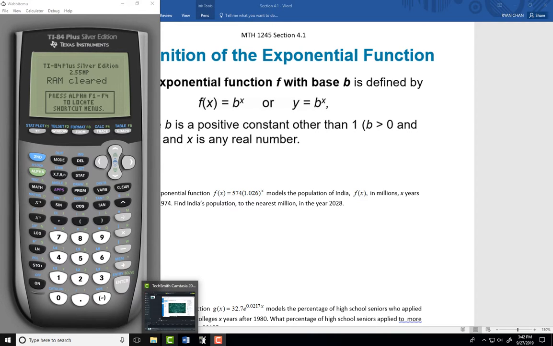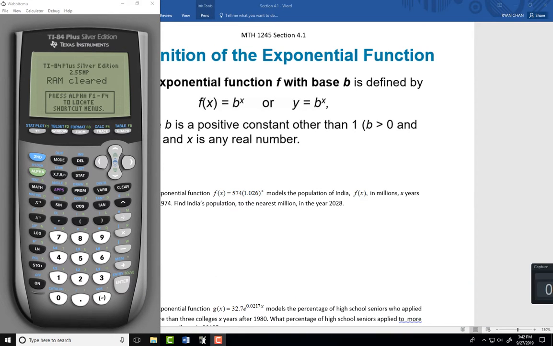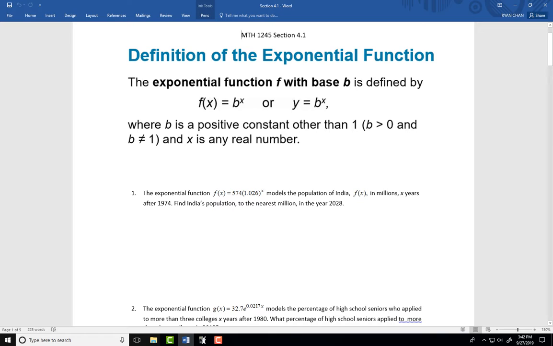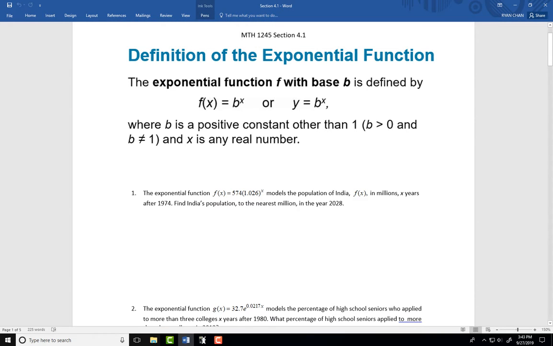Today we're going to be going over section 4.1. So let's get started. It's going to be an introduction to exponential functions. If you look right here, you have what's called an exponential function in which you have b raised to the x. So let's understand what's happening. The idea is you have a base, b is called your base, and this x here is called my exponent.